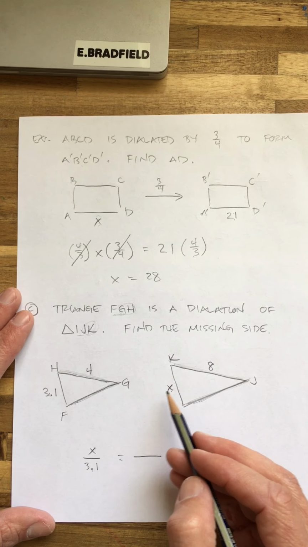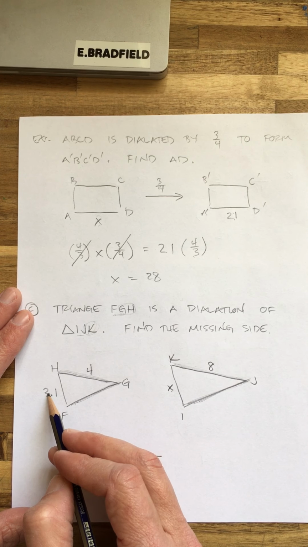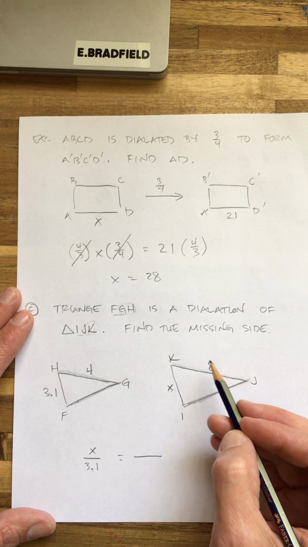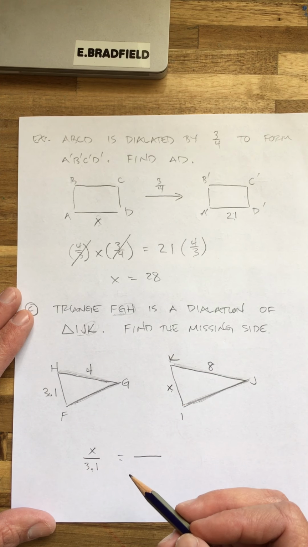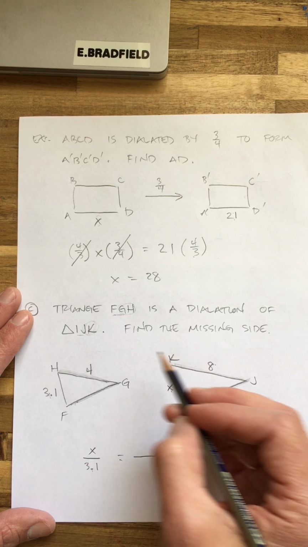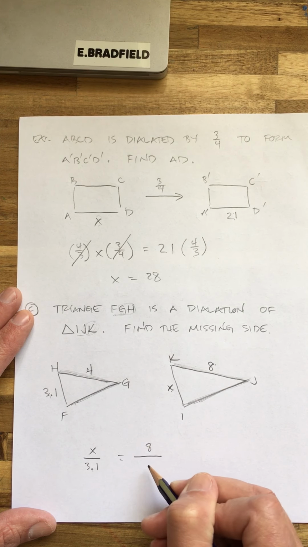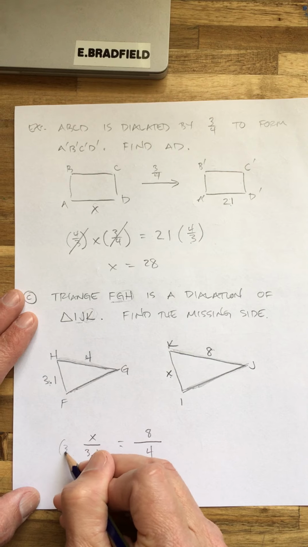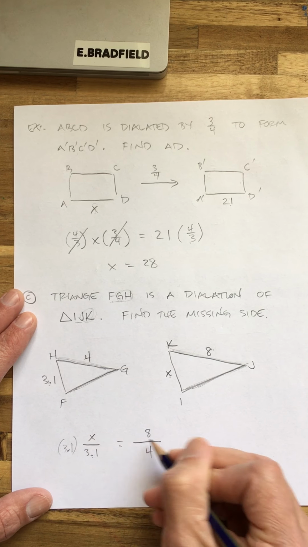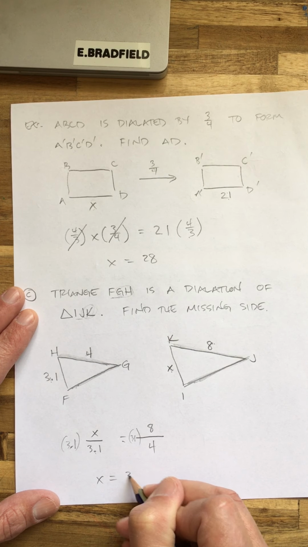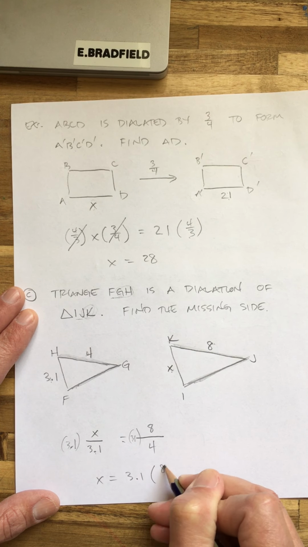Now look, we have the X matches with the 3.1. Now let's go back over here. The 8 corresponds with the 4. The X corresponds with the 3.1, and the 8 corresponds with the 4. And now all you have to do is move that 3.1 over, times 3.1. So we get X equals 3.1 times 8 over 4.